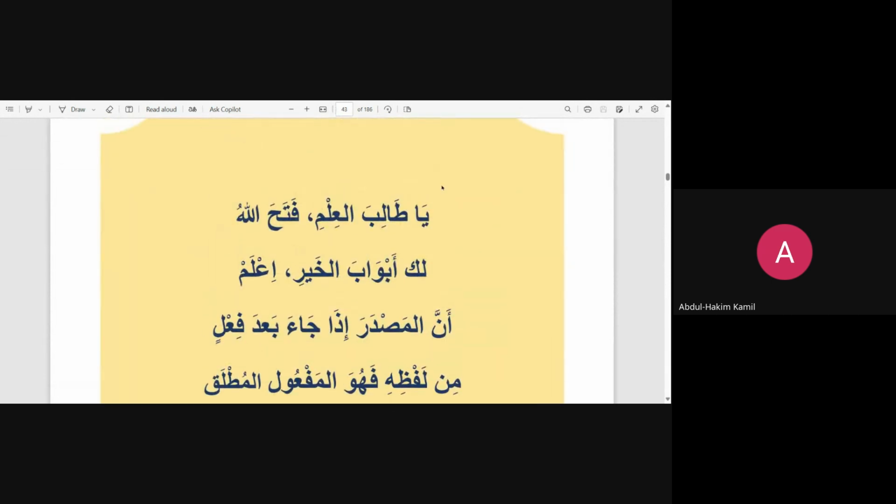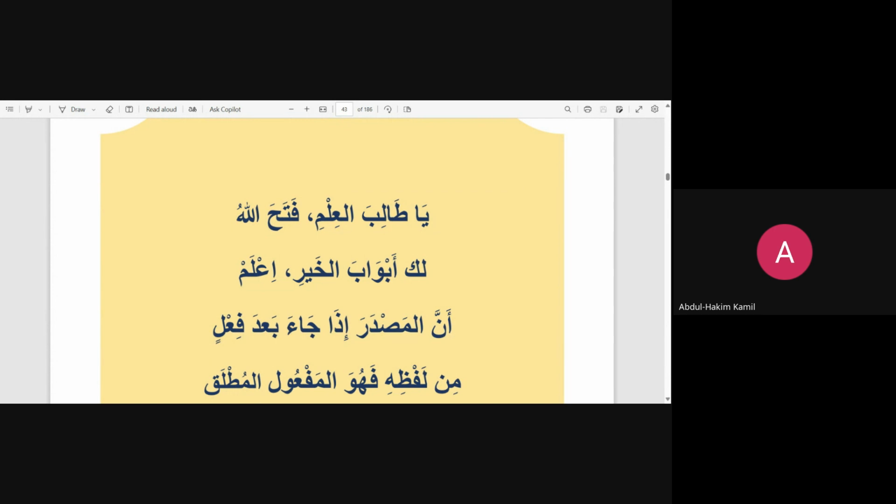Look at this page here. It says barakallahu fikum, ya talib al-ilm, and that's you. Fatahallahu laka abwab al-khayr. May Allah open up for you the doors of good. اعلم أن المصدر, that's our lesson. Our lesson is the masdar.